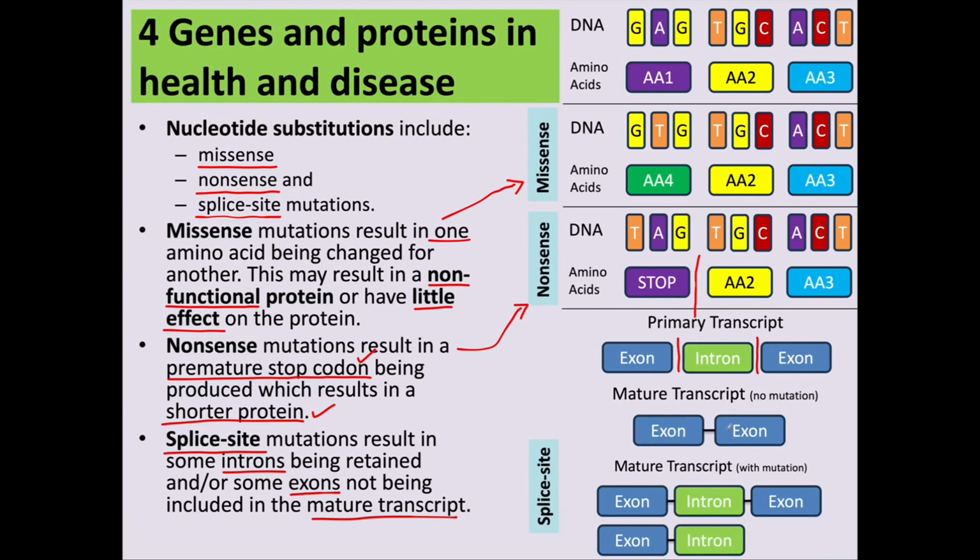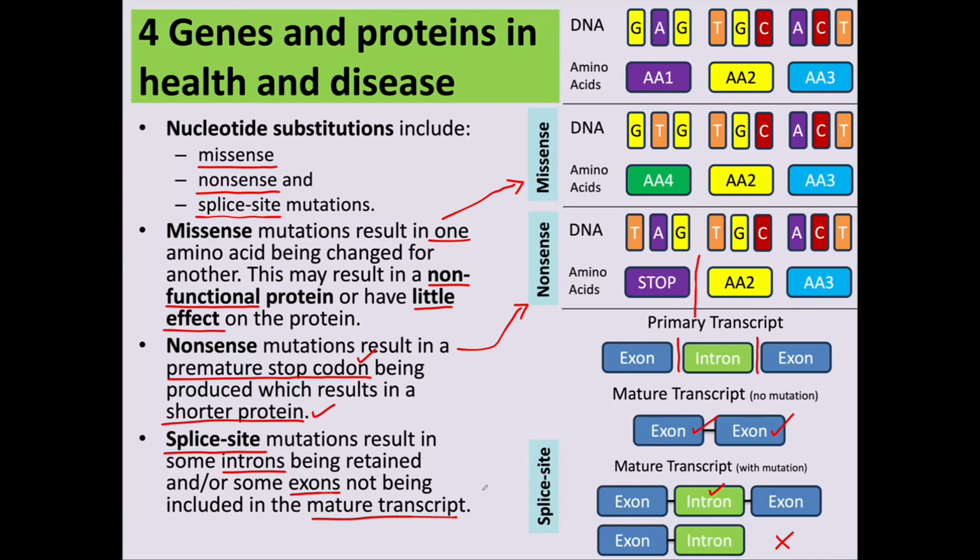When we have no mutation, we normally get exons joined together and introns removed. But with the mutation involved, sometimes we will retain an intron in the mature transcript, or we lose this exon here, and that is not retained. And we need that exon, and we don't need that intron. So we end up with mature transcripts which are not going to code for the right protein. They are not going to have the right codons to make the amino acids which make up the protein that we actually want. So splice site mutations result in some introns being retained or some exons not being included within our mature transcript.